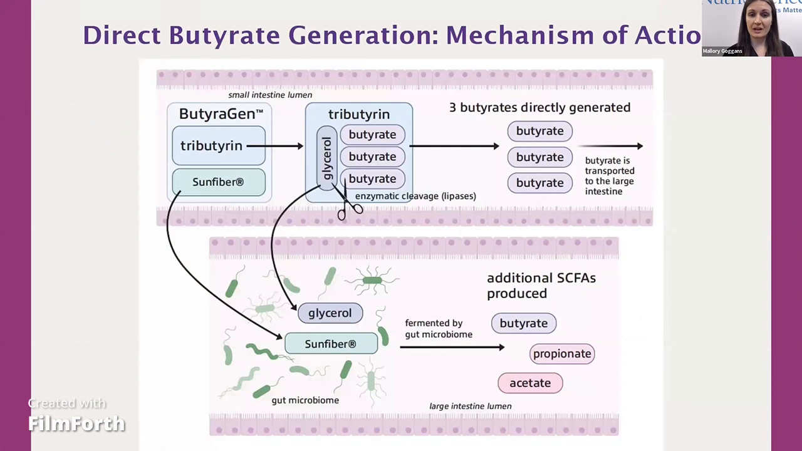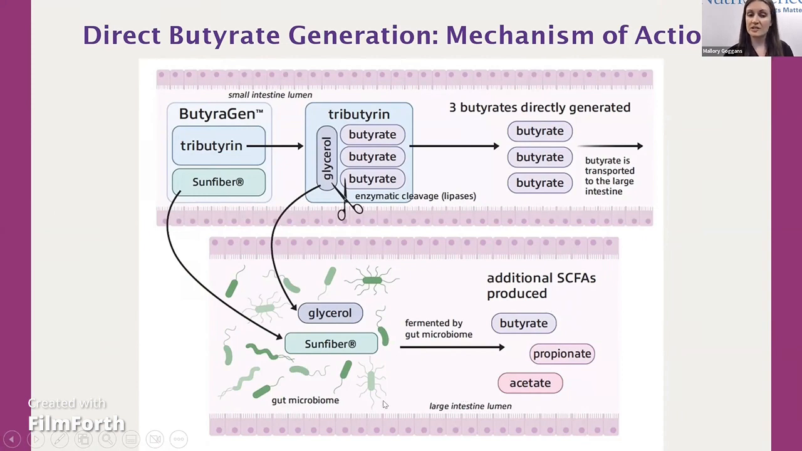And going back to our mechanism of action, this is why we saw that. It's because of this extra fermentation that happens in addition to the direct butyrate generation. The glycerol from the tributyrin and the sun fiber get to the large intestine and are fermented by the microbiome. So from that, we get more butyrate in addition to some other short-chain fatty acids.